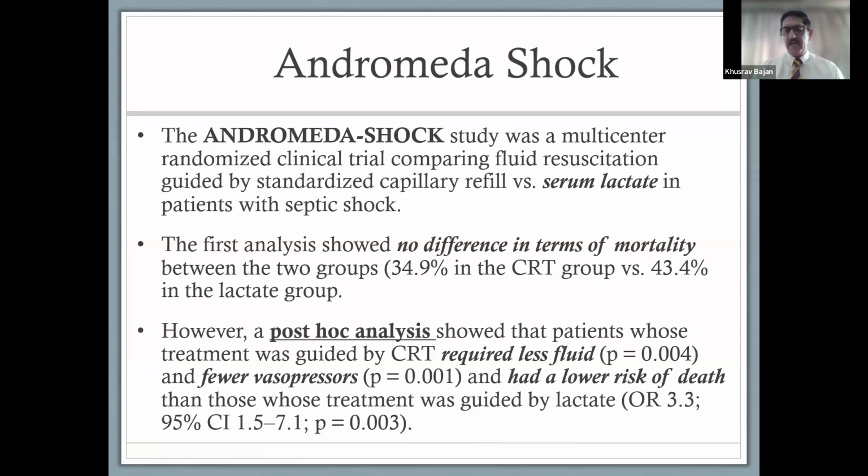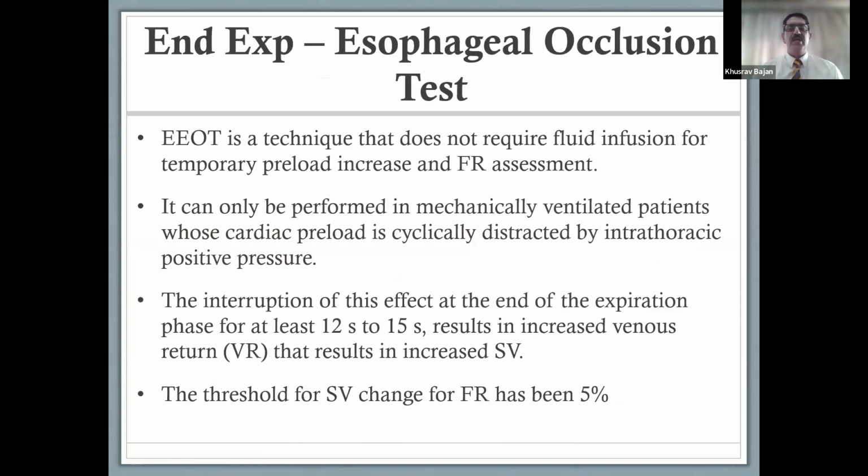So just by looking at a simple test like this, if done appropriately, you can even prevent so many more unnecessary labs and tests. Then comes an end expiratory esophageal occlusion test, and this is very similar. You occlude the pressure for 15 seconds in the end expiratory phase, just as you do on a ventilator to check your auto PEEP or intrinsic PEEP, and then you see the stroke volume difference. And if it is more than 5%, then this patient is fluid responsive.